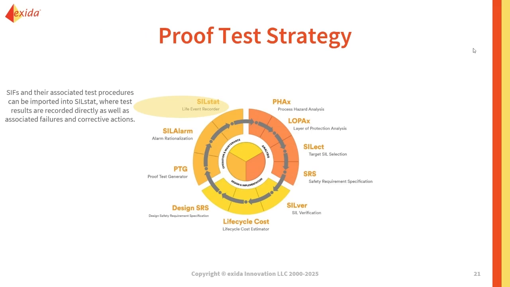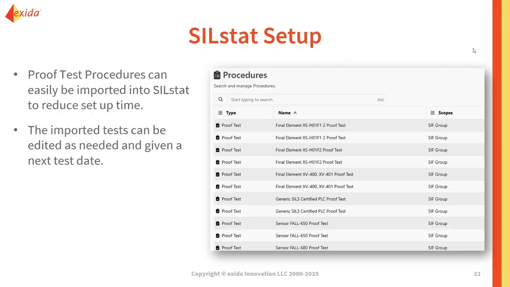It will allow you to perform the proof test within the software itself, prompting you for any pass-fail criteria associated with each step in the procedure, and ultimately telling you if there is a failure in your device or not. For tests that reveal a failure, you're able to then record corrective actions, whether it be a repair, a replacement of the device, or decommissioning of that device. And so all of this is allowing us to easily conduct our proof testing within our Silstat software.